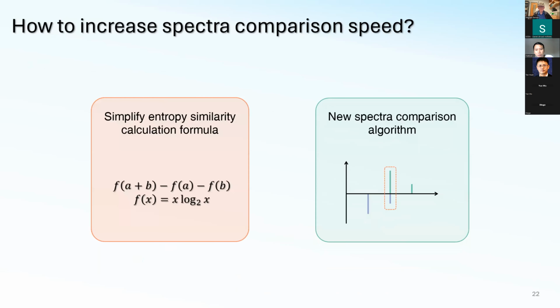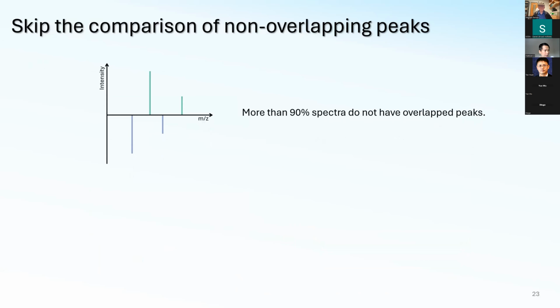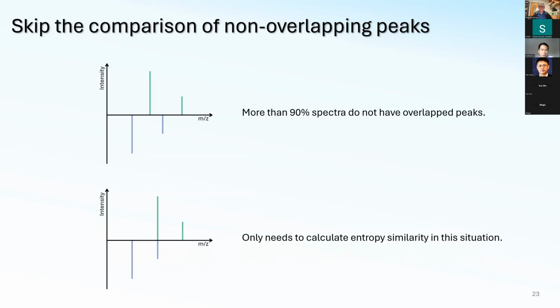The second thing we do is we develop a new spectrum comparison algorithm. If we search one spectrum against the whole spectral library, we find that more than 90% of the spectra do not have any overlapping peaks, and basically their spectrum similarity will be 0. If we spend a lot of time calculating those zero-similarity spectra, we will waste a lot of time. So we want to avoid this waste, and we only want to calculate entropy similarity for the spectra that have overlapping matched ions.